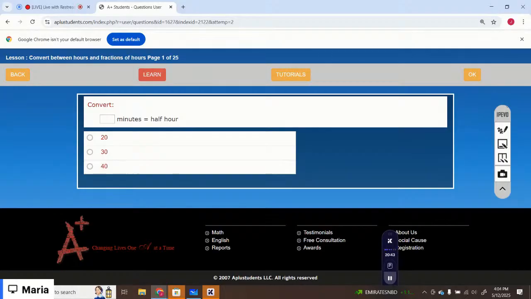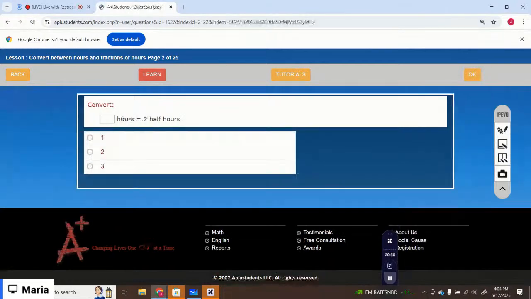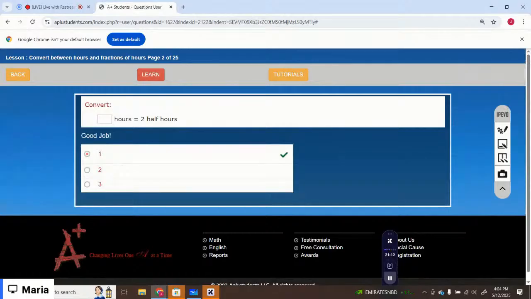1 half hour equals 30 minutes. The correct option is 30 minutes. 2 half hours equal 1 hour. The correct option is 1 hour.